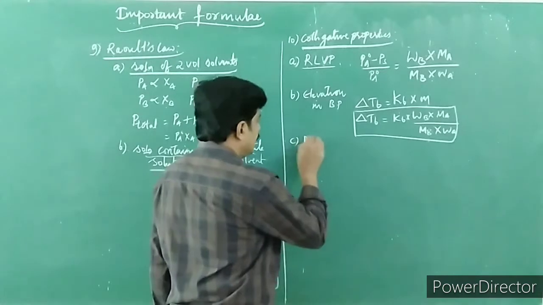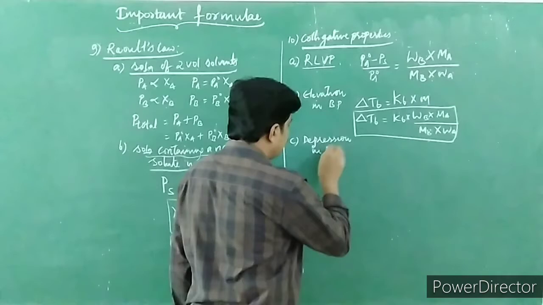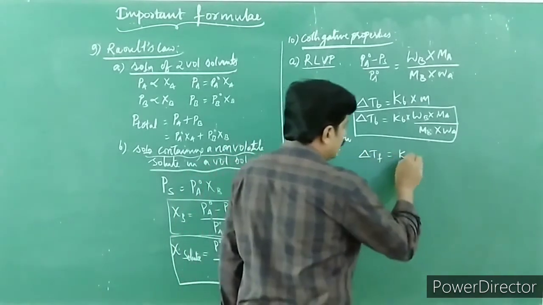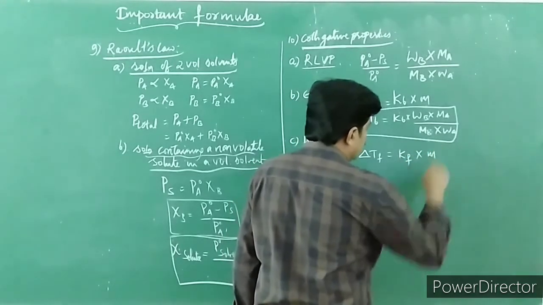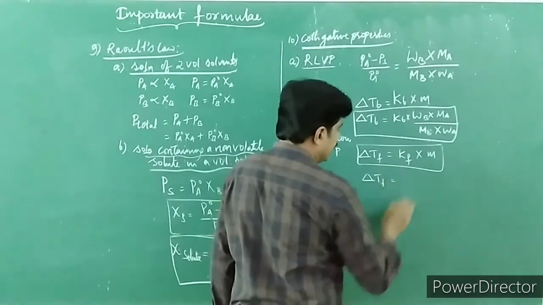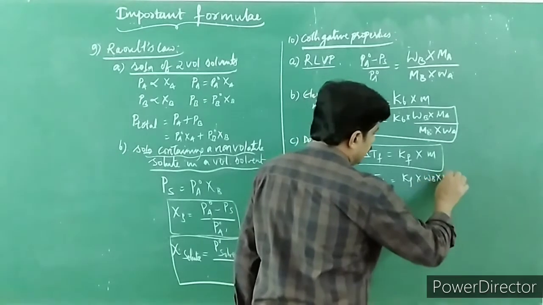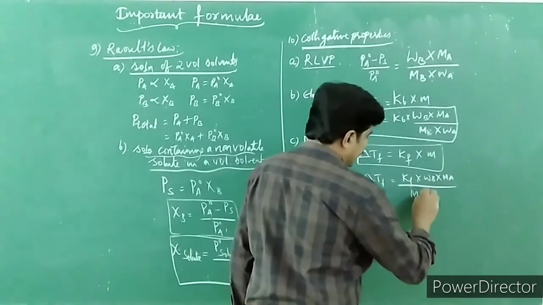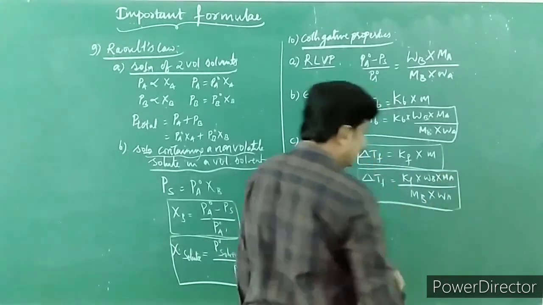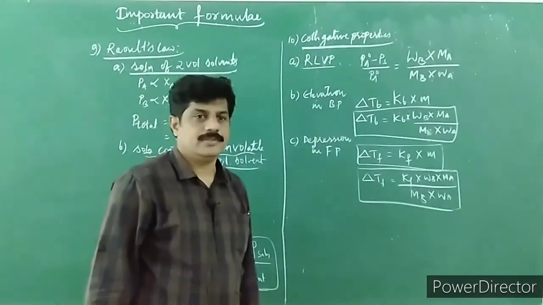Next one, we have depression in freezing point, that is delta TF. Delta TF is equal to KF, that is the cryoscopic constant, into molality. And I can rewrite this: delta TF is equal to KF into WB into MA upon MB into WA. By using this, you can find out the molar mass of any non-volatile solute.